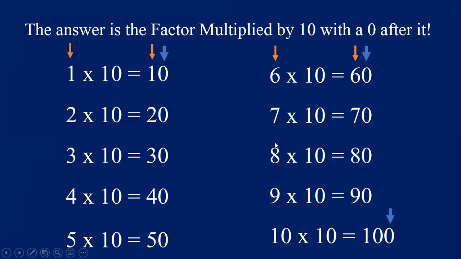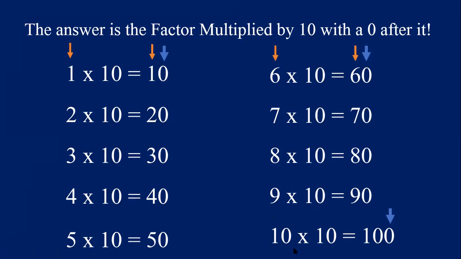8 times 10, take the 8 first, write that in your answer, put a 0 after the 8, and the answer is 80. For 9 times 10, we write the 9 first, then our 0 in the ones place, and we have 90 as the correct answer. 10 times 10. For the number 10, there are 2 digits in the number 10. So we're going to take that whole number 10 and write it first. Then we just put a 0 behind it in the ones place, and we have the answer to 10 times 10 equals 100.